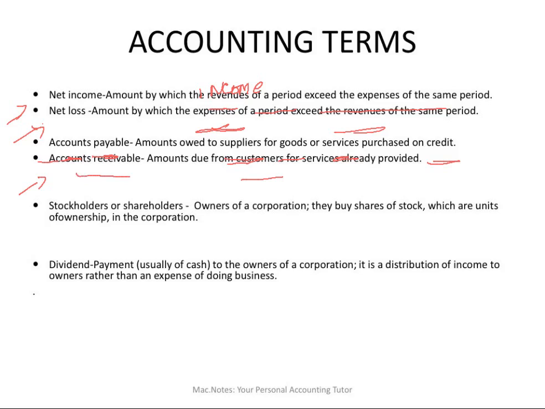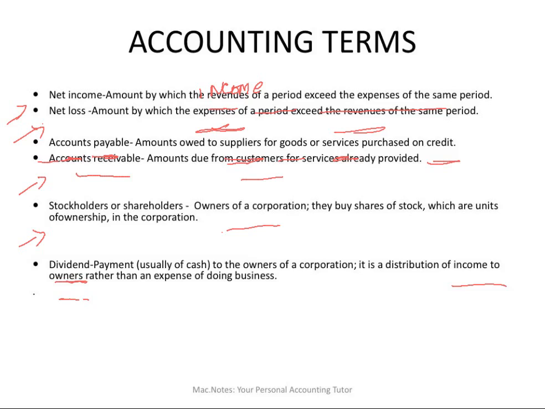We've already come across the terms stockholders and shareholders. They are owners of the corporation. They buy shares or stocks in the company. That indicates their percentage of the ownership. And when the company, because it's a corporation, is a separate legal entity, when it pays back the shareholders' money, they do it in the form of what's called a dividend. And that is a distribution of income to the owners. It's not an expense to the business.